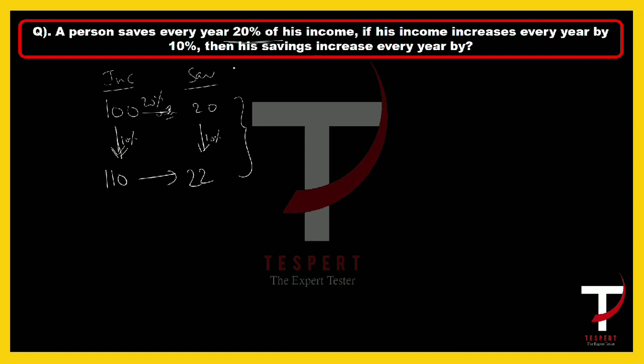Initial savings were 20, final savings is 22. So the difference, 22 minus 20, is 2, divided by the initial value 20, into 100, which is equal to 10%. A 10% increase. Here you can directly calculate like this: if the income is increased by 10%, savings will also be increased by 10%. But how did we arrive at it? For that I explained this. Let's move on to the next slide.